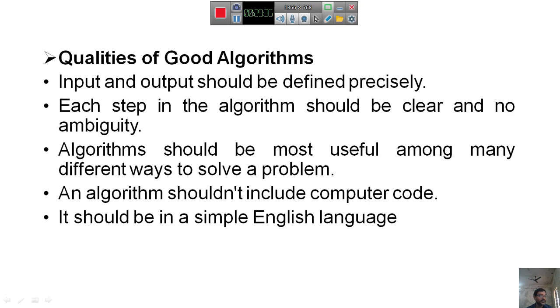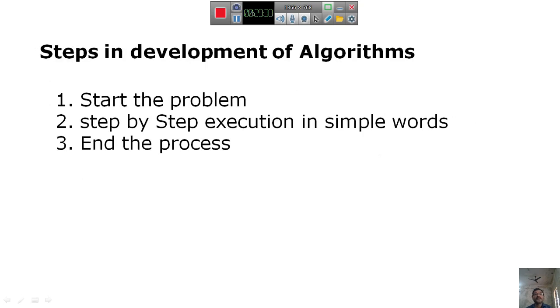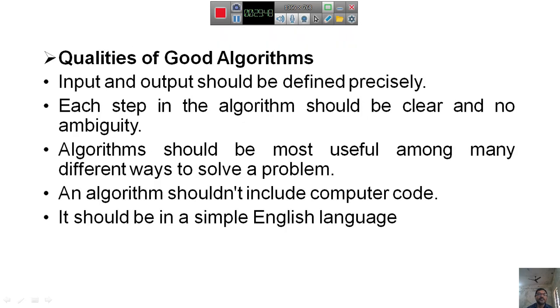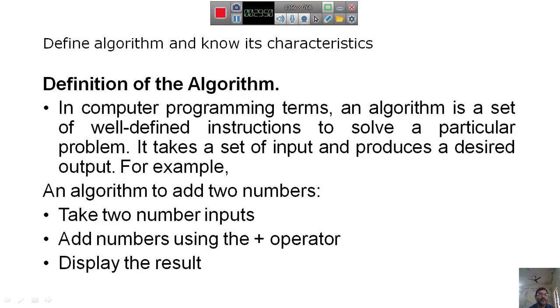So it should be simple, and it always starts with start, that is, start the problem, step by step execution in simple words, and end the problem. Okay, so this is just a simple algorithm for adding two numbers: take two number inputs, add numbers using the plus operator, display the result. It is just like we add two numbers.